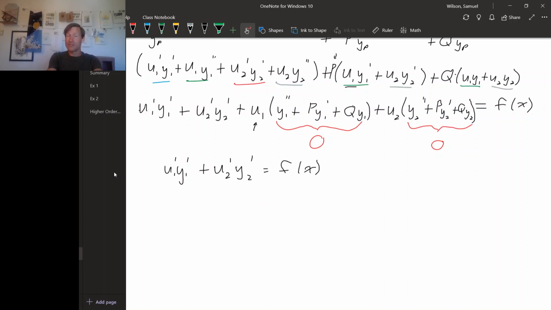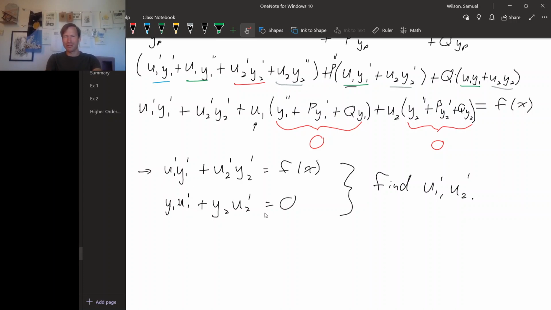And remember, this is one equation that we get from plugging our guess for y sub p into the original differential equation. But remember, we made an additional assumption along the way, which was that y1 times u1 prime plus y2 u2 prime was equal to 0. Right? That was our additional assumption. So now we have a system of linear algebraic equations. We can use this system to find u1 prime and u2 prime.